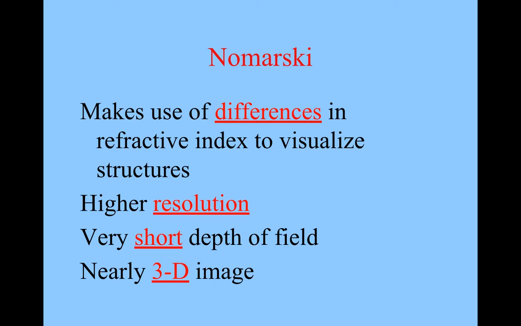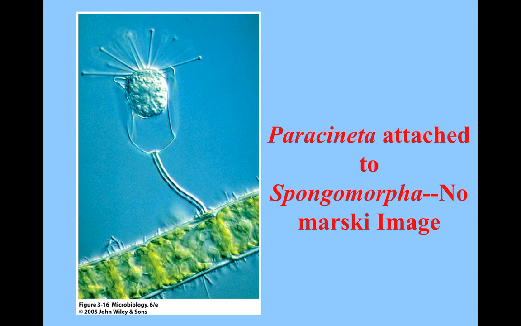Differential interference contrast is a type of microscopy that makes use of differences in refractive indexes to visualize structures. You get a much better resolution, but you have a very short depth of field. But you do get nearly a 3D image, as you can see here with this image.